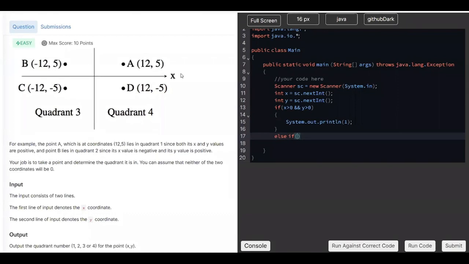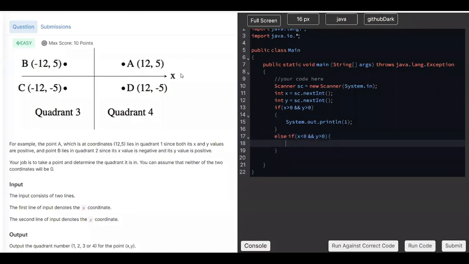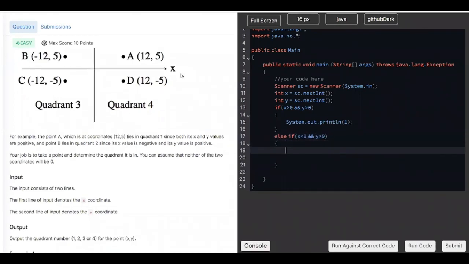So now let's check for quadrant 2. Else if I am checking x is less than 0 and y greater than 0. If this condition holds true, right, the x coordinate is negative and the y coordinate is positive, that means the point is lying in the second quadrant. So I will do a System.out.println 2.